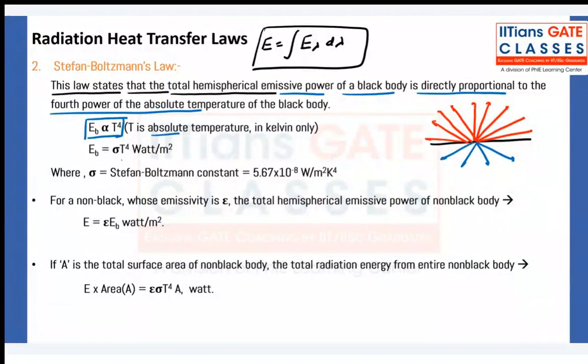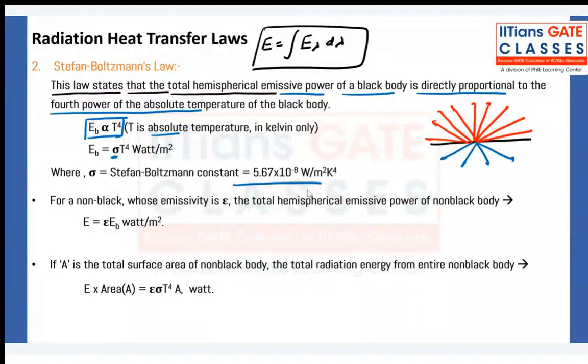If I remove the proportionality sign, I introduce the Stefan Boltzmann constant whose value is 5.67 × 10^-8 W/m²K⁴. In the exam, it is expected that you remember this value. Sometimes they give it, sometimes they don't, but they expect you to remember it. Write it down every time you do a question.